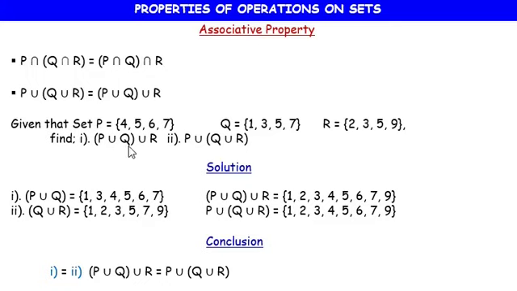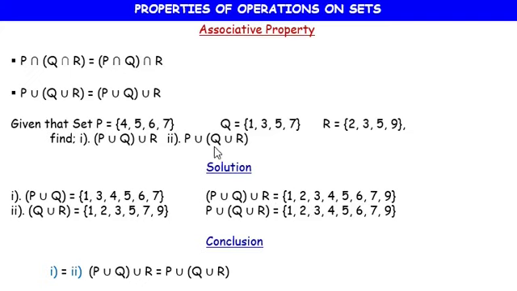Then let's also combine P union Q with set R. So this means that we have to merge P union Q with what? With set R. And when we do that, we are going to have 1, 2, 3, 4, 5, 6, 7, and then 9. Right? So we just added set R to P union Q, and that gives us P union Q in one bracket union R, right? So that is for the first one.